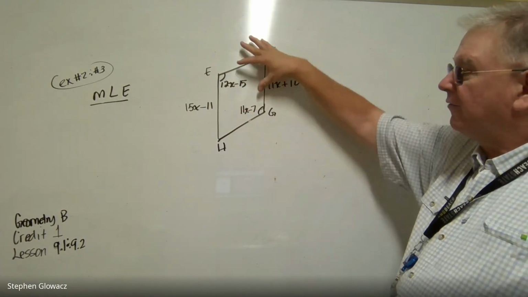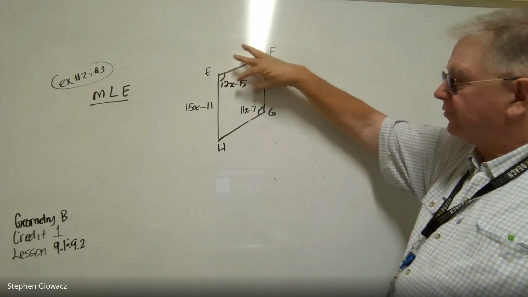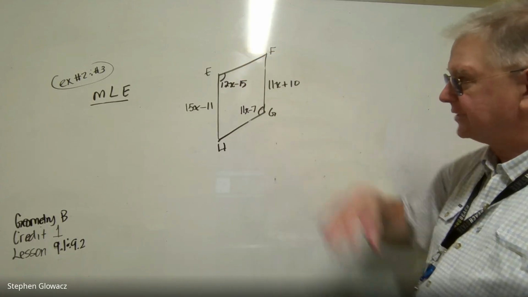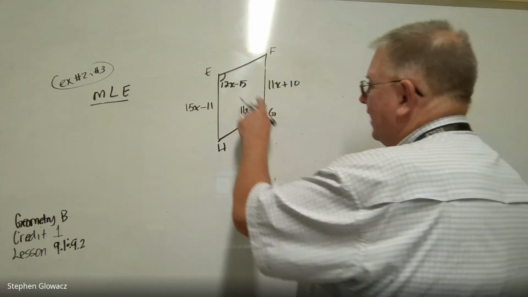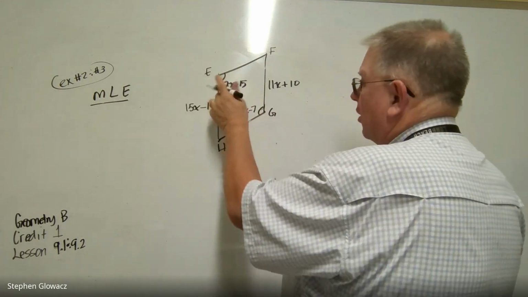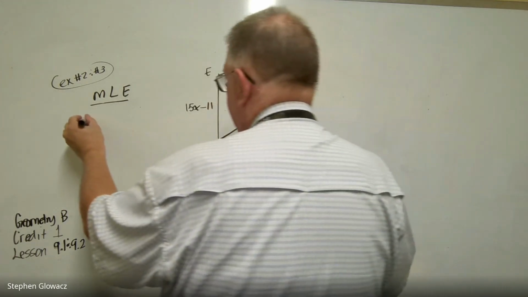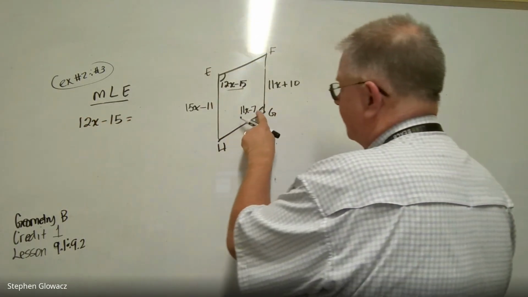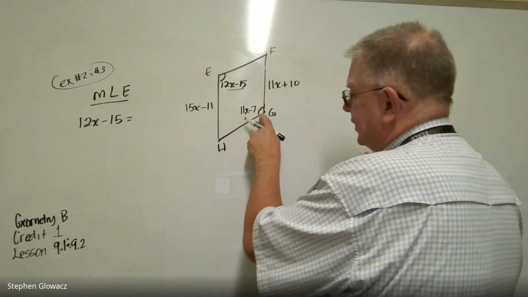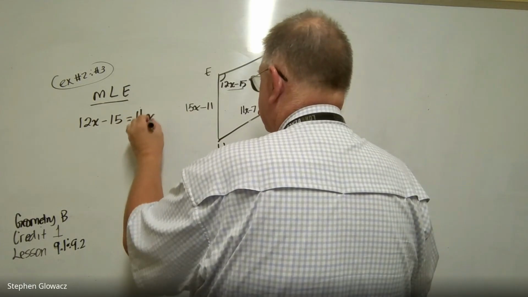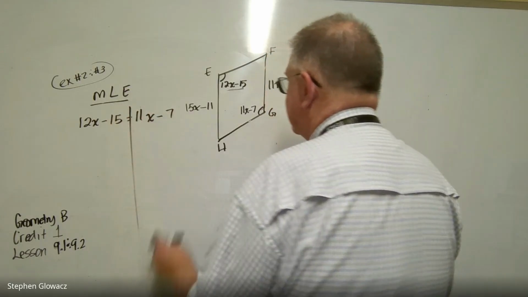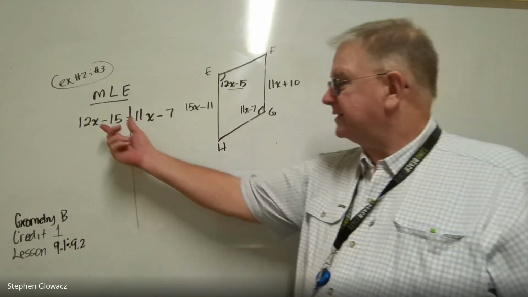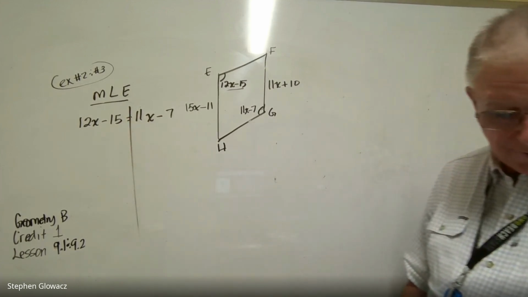And so fortunately, we have the expressions for both opposite angles here. And remember, opposite angles are congruent. So the expression for E is 12x minus 15. And the expression for the opposite angle, angle G, is 11x minus 7. And so since opposite angles are congruent or have equal measure, we can set those expressions equal to one another.